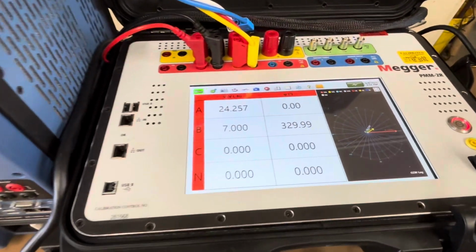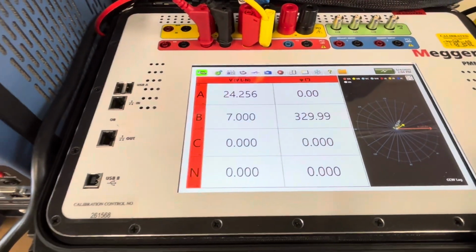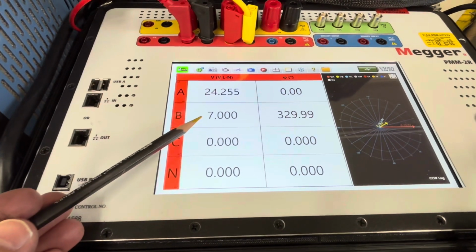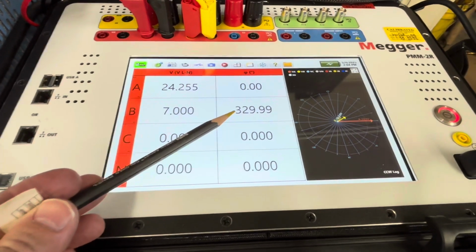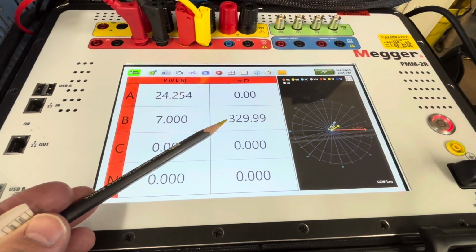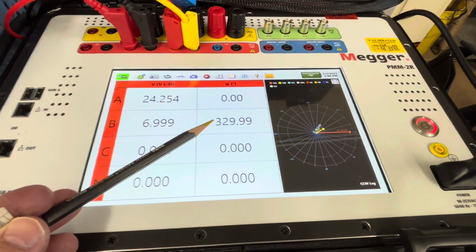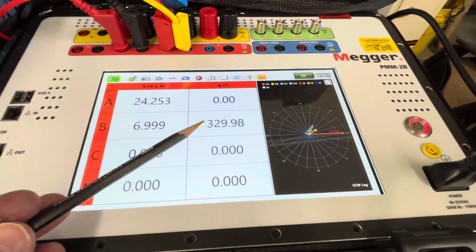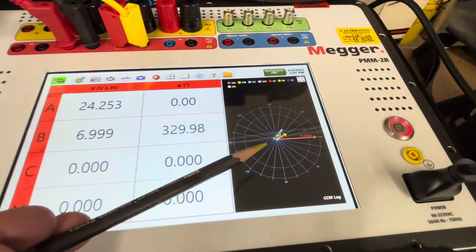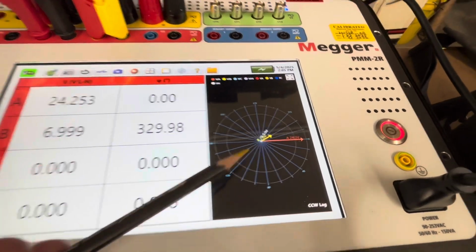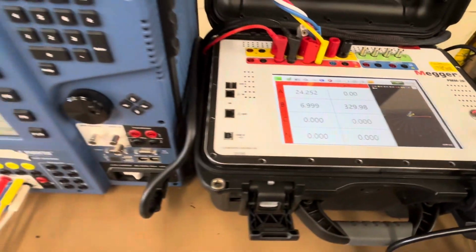Didn't change any leads. Same thing, it's about 14 volts times the square root of 3 and 7 volts on the secondary and almost exactly 330 degrees lagging. The secondary is lagging the primary by 330 degrees or leading by 30, depending on how you like to think about it. Here's the primary in red, secondary in yellow. So all we did was flop the phase sequence.